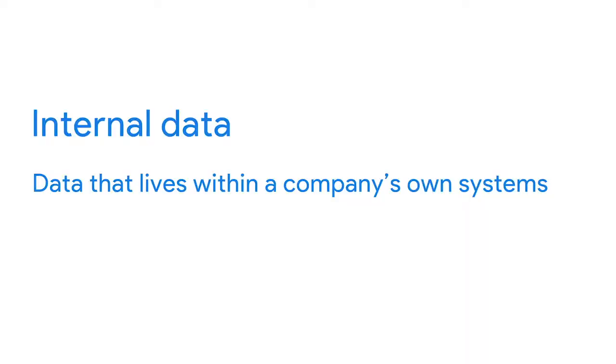Now let's talk about internal data, which is data that lives within a company's own systems. For example, if a movie studio had compiled all of the data in the spreadsheet using only their own collection methods, then it would be their internal data. The great thing about internal data is that it's usually more reliable and easier to collect.